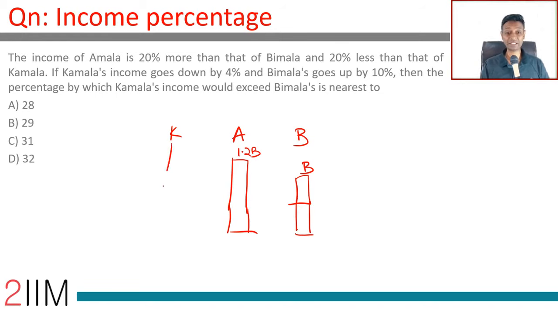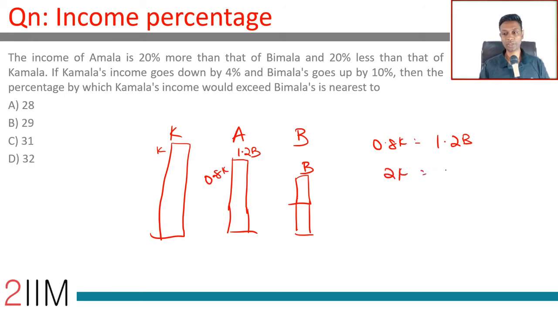And 20% less than that of Kamala. Kamala is K. This is 0.8K. 0.8K equals 1.2B, or 2K is 3B. K is 3 by 2 B, 1.5B. So B, 1.2B, 1.5B. Wonderful. If Kamala's income goes down by 4%, and Bimala's goes up by 10%, then the percentage by which Kamala's income would exceed Bimala's income is nearest to.